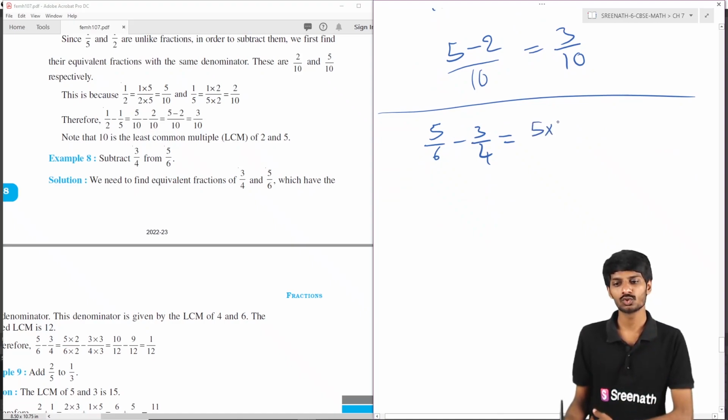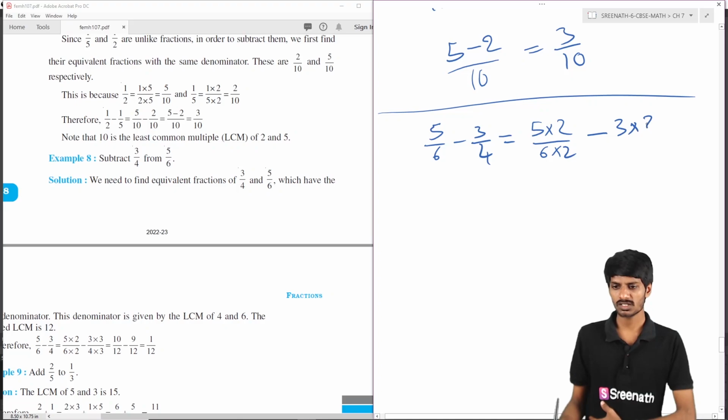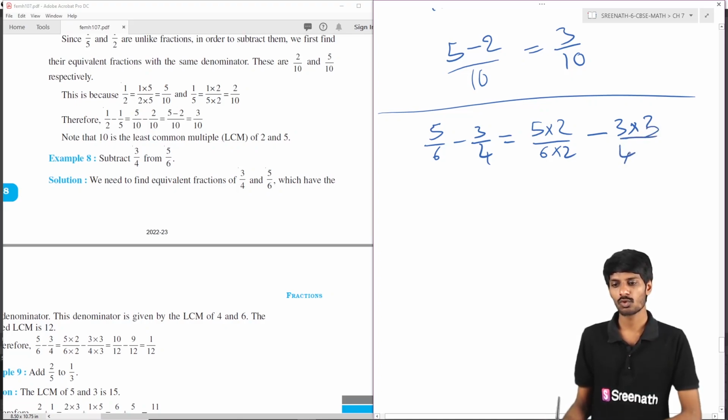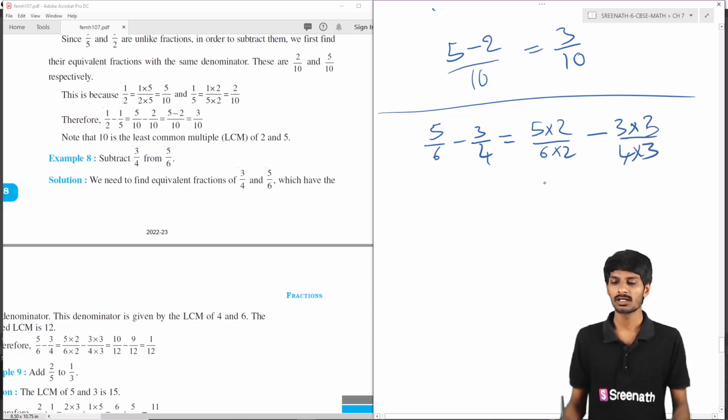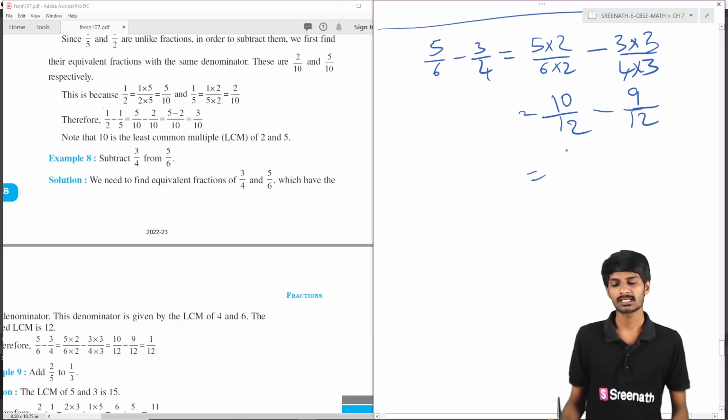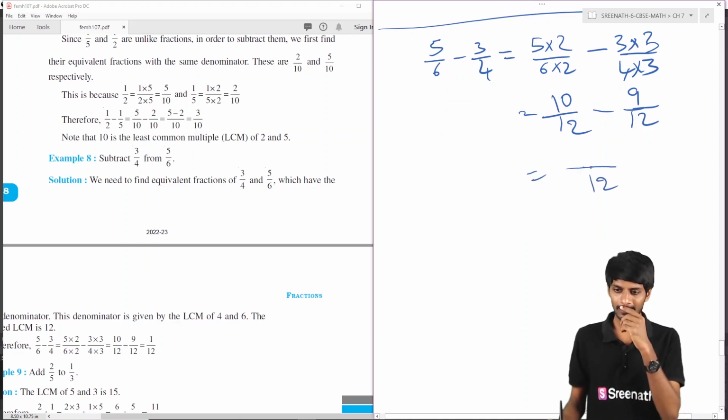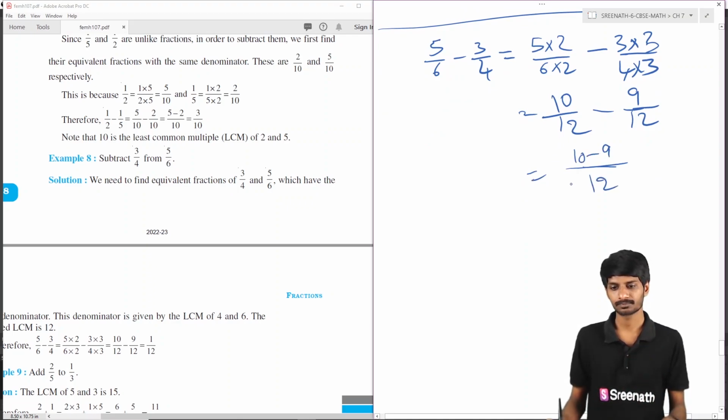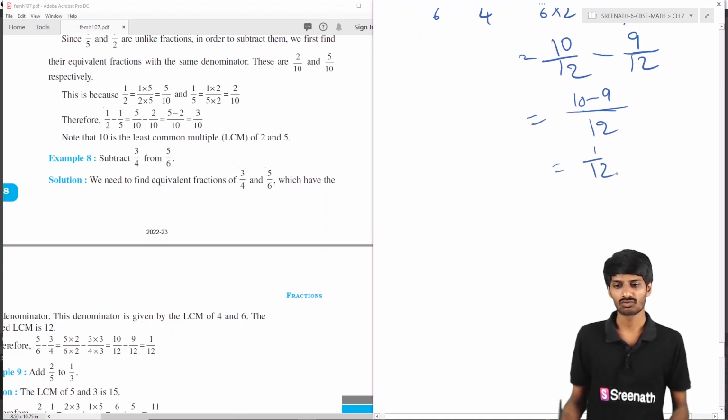So 5 into 2 divided by 6 into 2. Why? Because 12 is the common multiple. Minus 3 into 3 divided by 4 into 3. Why? Because 6 twos are 12, and 4 threes are also 12, students. So the denominator is the same, like fractions, just write the denominator and subtract the numerators. You will get 1 by 12. That is the answer.